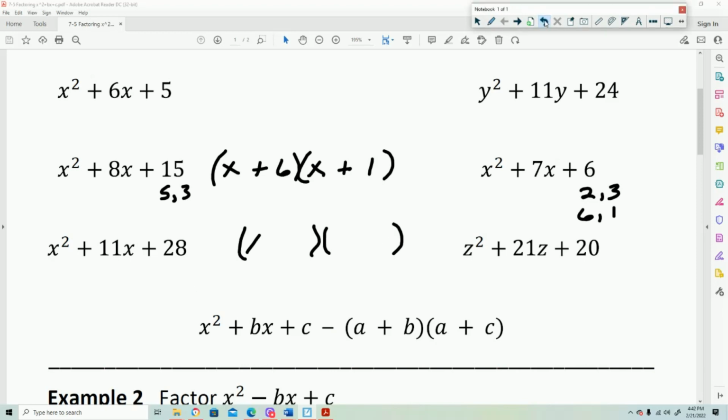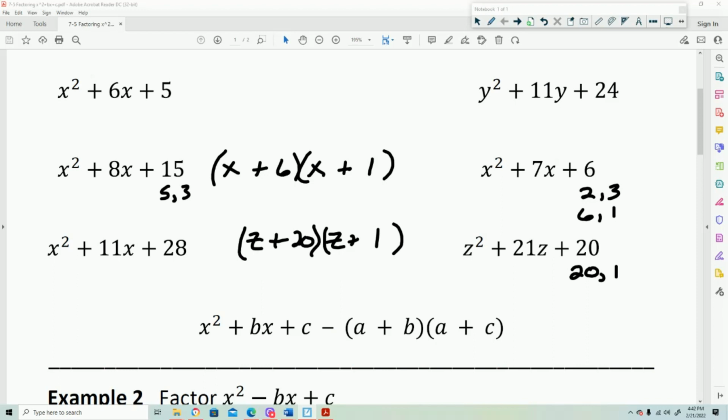Since that's z, we're going to back all the way up. We've got a z here, a z here, plus sign, plus sign. 20 is a pretty big number. 2 times 10 is 20, 5 times 4 is 20, but we're going to have to use 20 and 1, which give me 21 when added together. Again, it doesn't matter which goes where. Those are the factors that we get from z squared plus 21z plus 20.